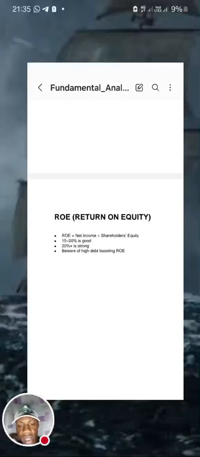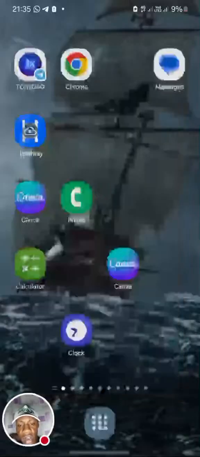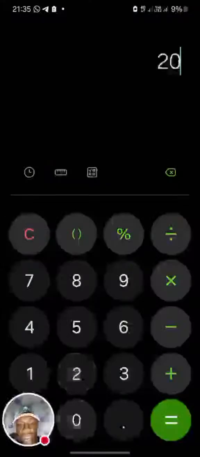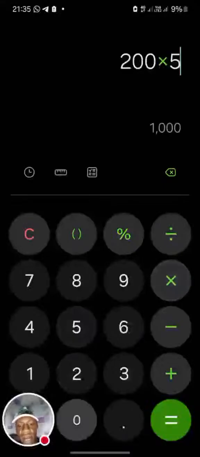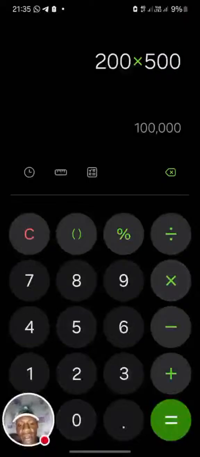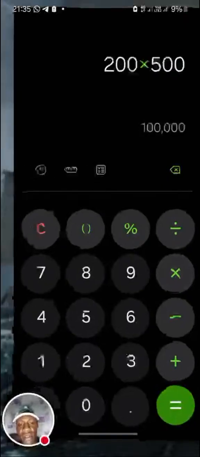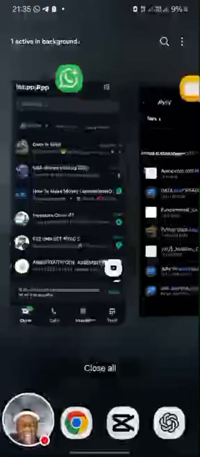Let's do that calculation. Let's see how much we're going to get. So you're getting 200 naira per unit by 500 shares. That's 100,000. So you invested 500,000 and now you're getting 100,000 naira. That is total money is now 600, right?